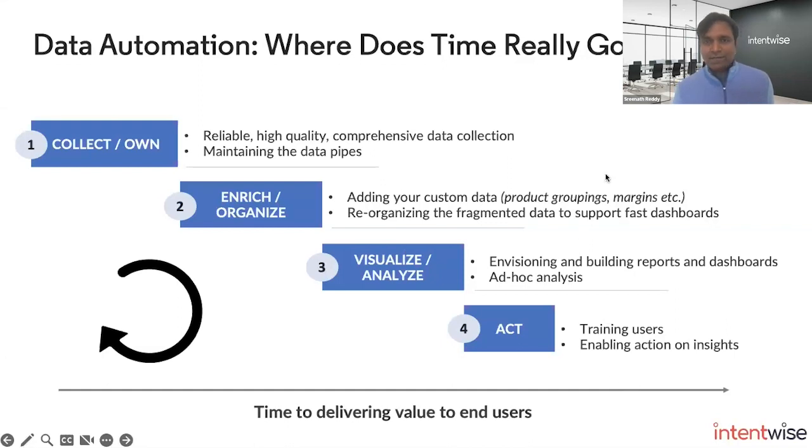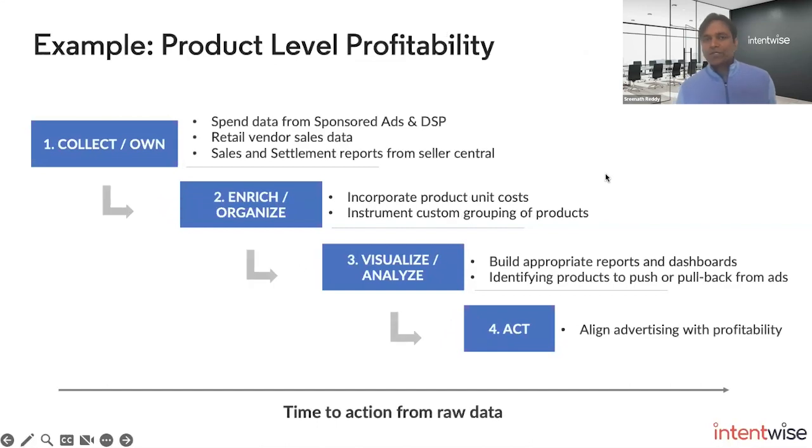But let's just dig further with a particular use case. So let's talk about product level profitability and constructing a view that is reliable, that is easy for you to further drill down and act on. What is involved in constructing a reliable and accurate product level profitability view? Well, on the collection side, you've got data that you need to collect from sponsored ads and DSP to get ad spend data. If you're a 1P brand, vendor sales data from Vendor Central, or sales and settlement data from Seller Central. There's just a long list of things that you have to have and put in place.